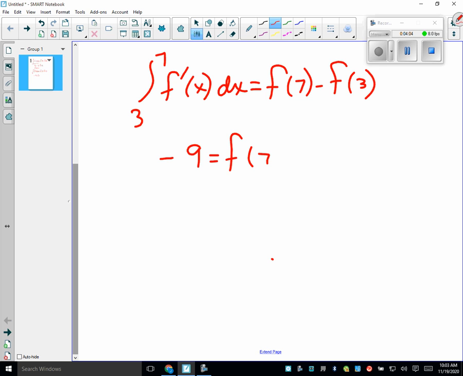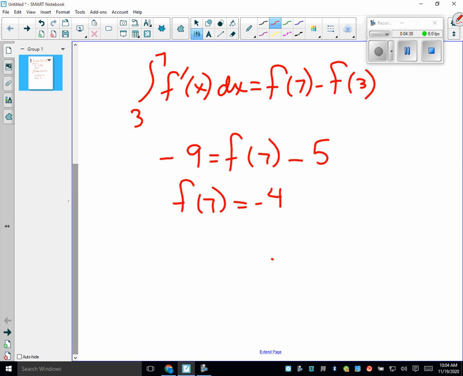So negative 9 equals F of 7 minus 5. Is that right? So does that mean that F of 7 is negative 4? You agree with that? Yes. See how this works?